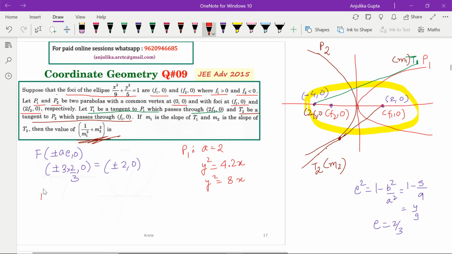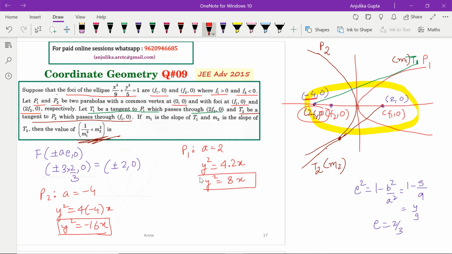Get P2 parabola as well. What did you say about a for P2 parabola? This is the focus, right? And just now you said 2f2 is minus 4. So a is minus 4. So your parabola will be y square is equal to 4 times a times x. So y square is equal to minus 16x is your other parabola. Got it? Now the only thing you have to do is write equation of tangents.